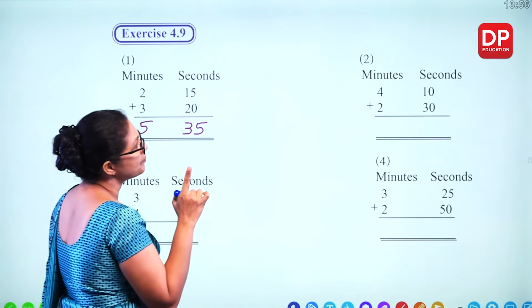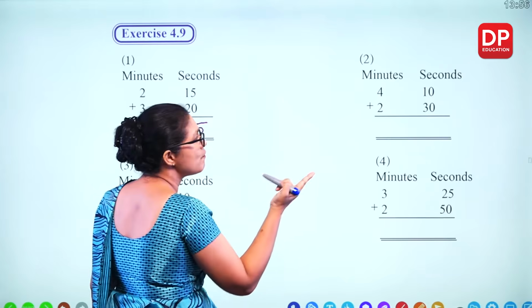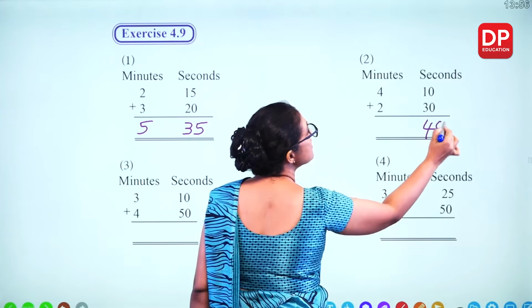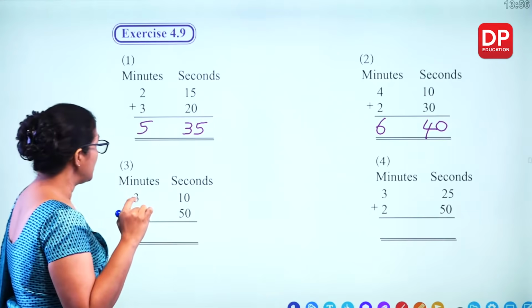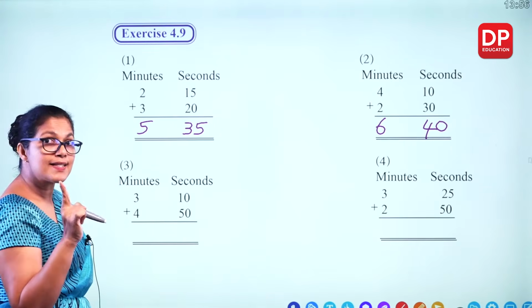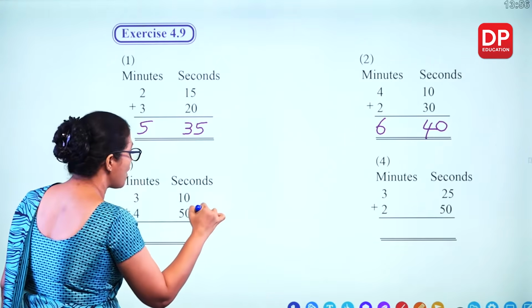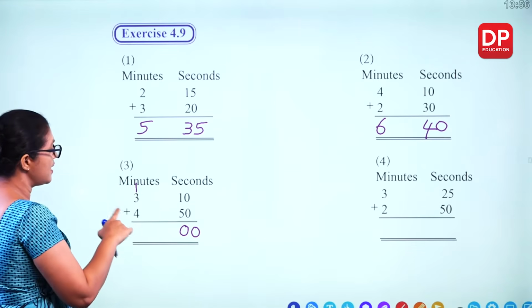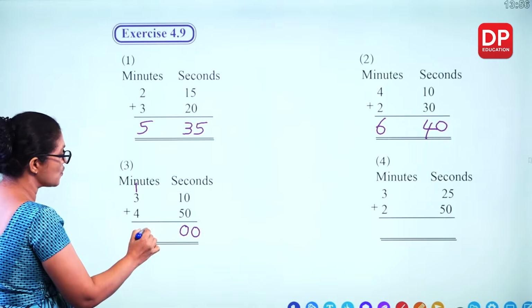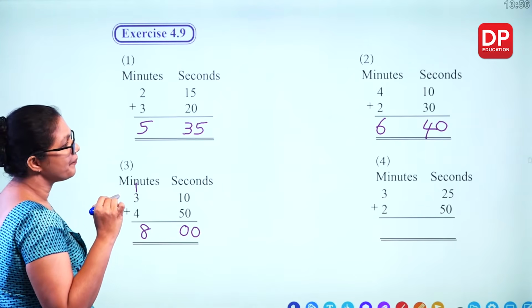This one, 30 plus 10, 40. That's less than 60. 4 plus 2, 6. Here 50 plus 10, 60 now. So you have to subtract 60. So 0 here. 1 you are taking here. 4 plus 3, 7 plus 1, 8.